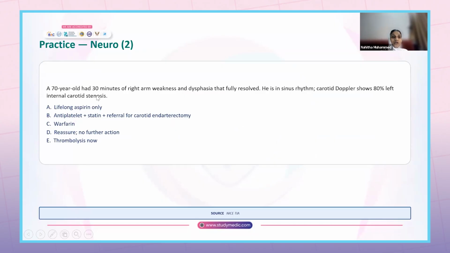A 70-year-old had 30 minutes of right-sided arm weakness and dysphagia that fully resolved. He is in sinus rhythm. Carotid Doppler shows 80%. So that percentage is important. It is 80%, so almost the cutoff is 50 to 70%. More than that, we can go for carotid endarterectomy. So here the answer is option B.